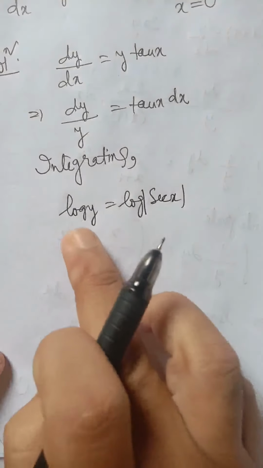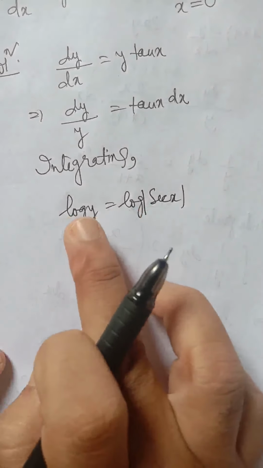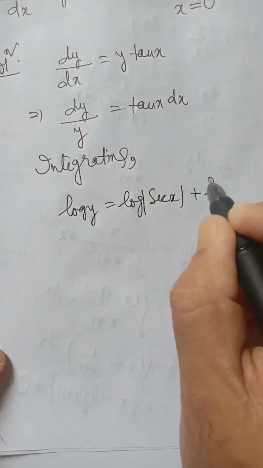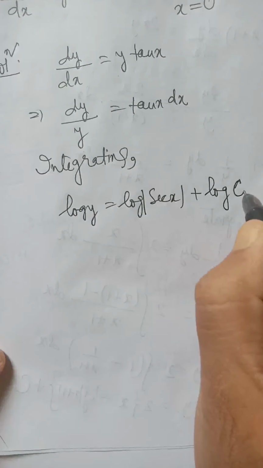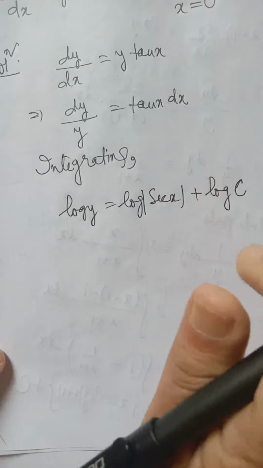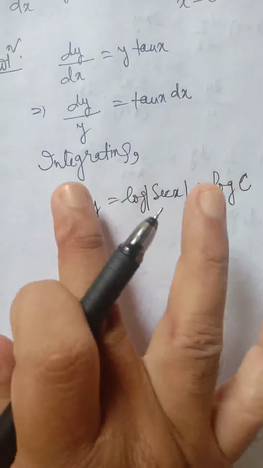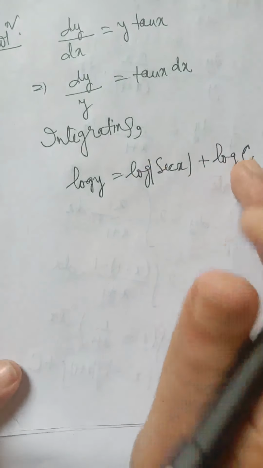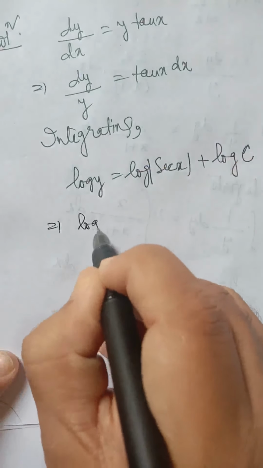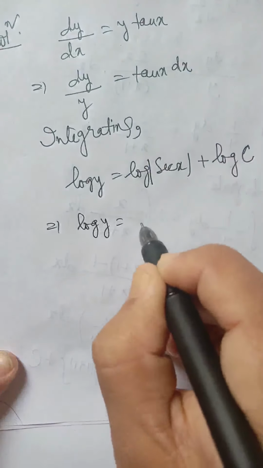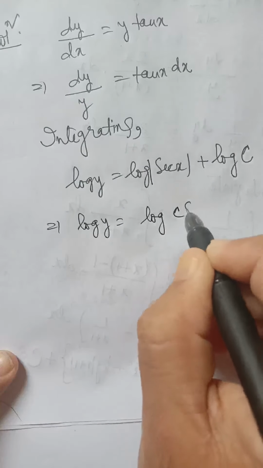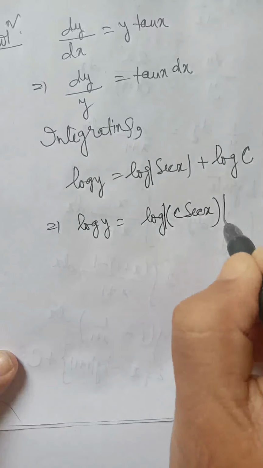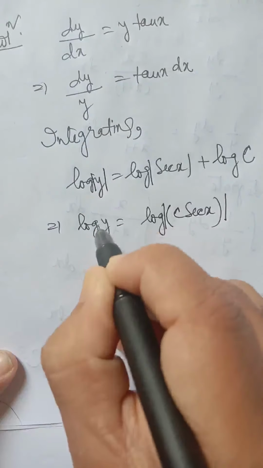Okay, now you can see both the terms contain log, so log of y equal to log of sec x. Let me write the constant as log of c. You can write c also, no problem, but I am writing log because both the terms contain log. For symmetry, I am writing the constant as log c. So log of m plus log of n is log of mn. I have to put modulus sign here.